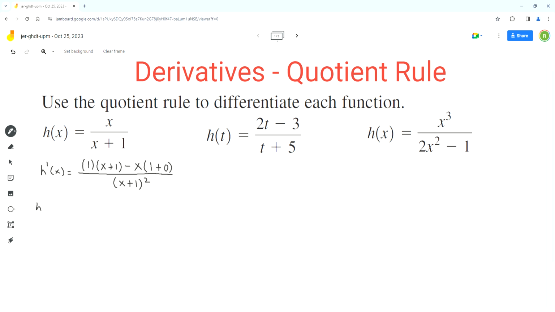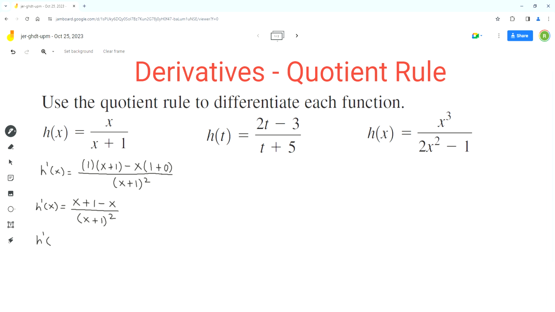Now we have to simplify the expression in the numerator. So first we distribute the 1 into the parentheses. Multiplication by 1 doesn't change anything, so we just get x plus 1. And in the next part we have to distribute x into the parentheses. Now in the parentheses we have 1 plus 0, which is 1. So x times 1 is just x, over (x plus 1) squared.